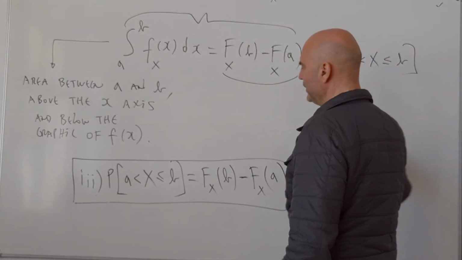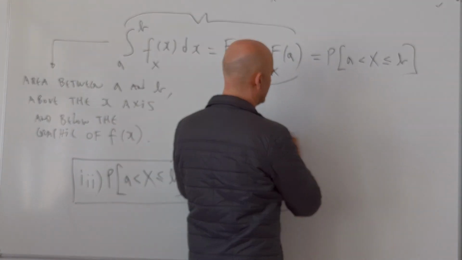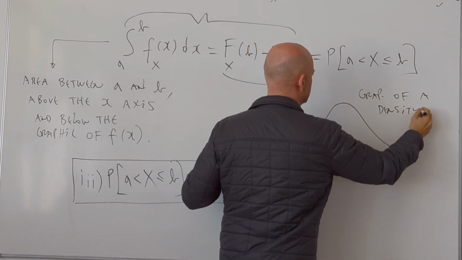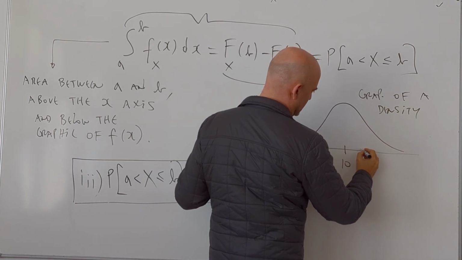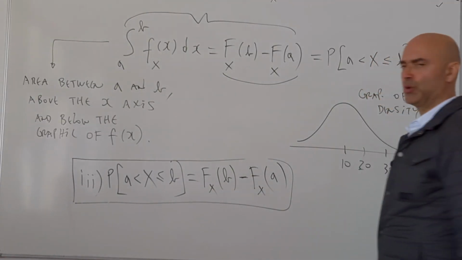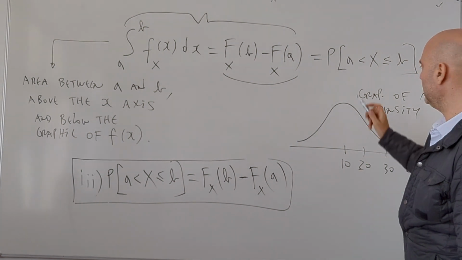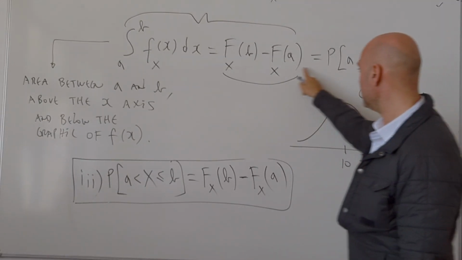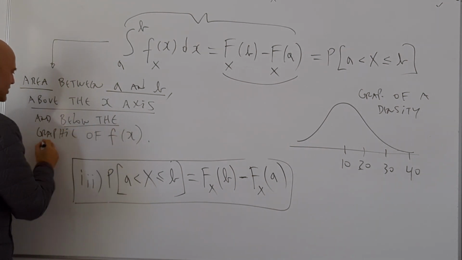So now when we look at the graphic of a density, what do we know? For example, let's suppose we have this graphic. This is the graphic of a density. And let's suppose here we have 10, here 20, then here 30, and here 40. So, when I look at this graphic, because the probability in an interval is an area, the probability between A and B is equal to what? It is equal to the area between A and B above the x-axis and below the graphic of the density.